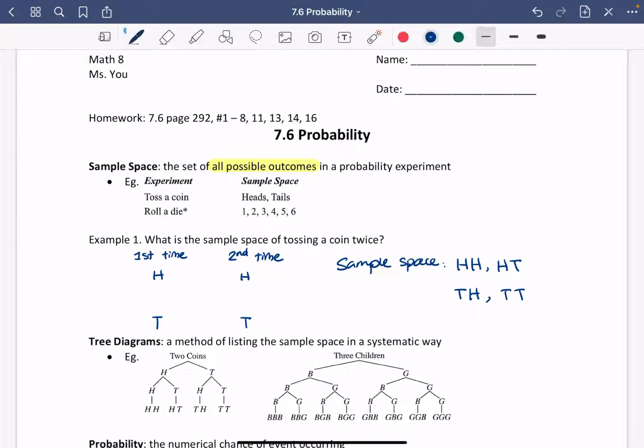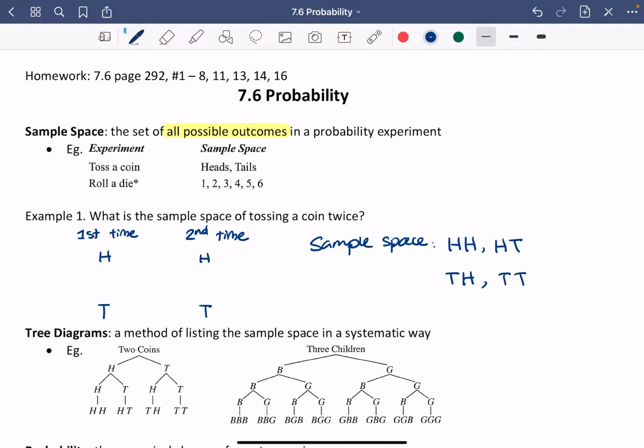Another way to write sample space is that we use S to represent sample space, and then brackets: head head, head tail, tail head, tail tail. Okay, so this is our sample space.